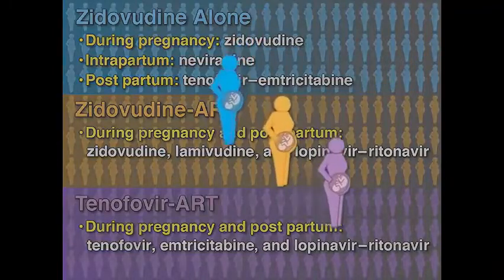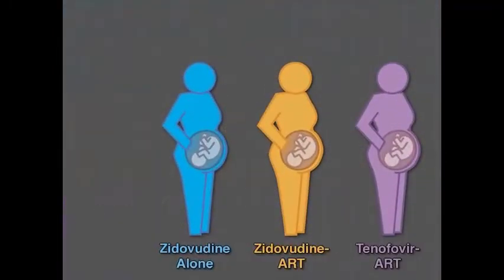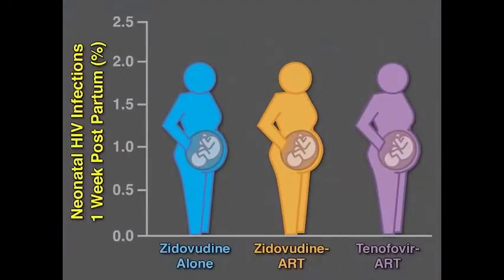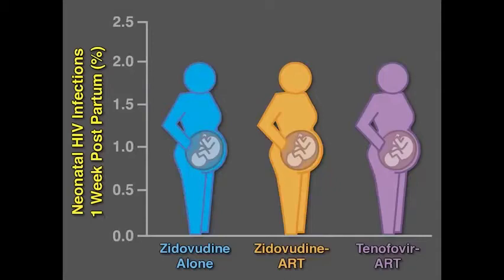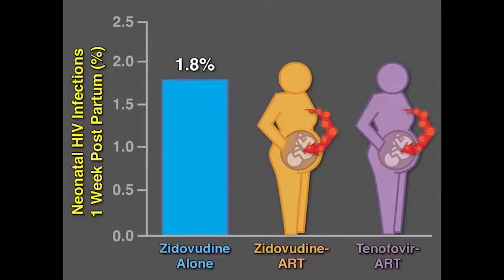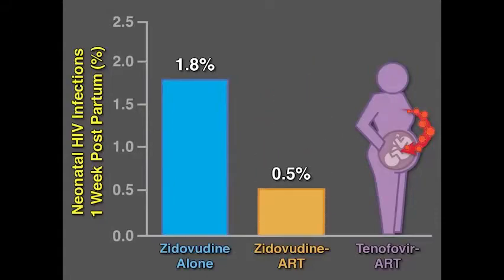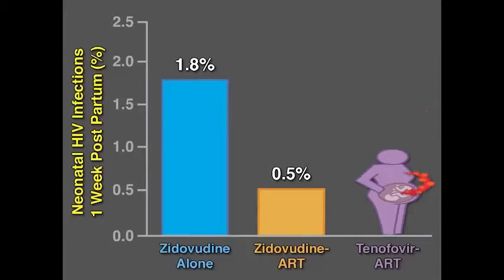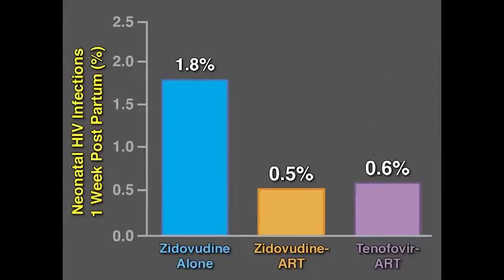Rates of discontinuation due to toxicity were low across all groups. The primary outcome was the percentage of neonatal HIV infections, measured 1 week postpartum. An interim analysis of the study demonstrated that the rate of early transmission of HIV was 1.8% in the zidovudine alone group, as compared with 0.5% in the combined zidovudine ART group and 0.6% in the tenofovir ART group, both significantly lower than in the zidovudine alone group.